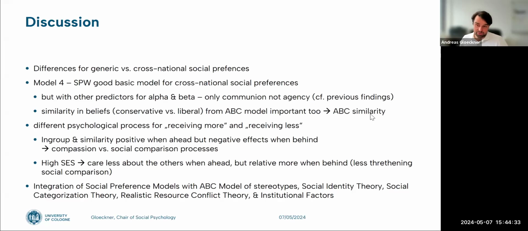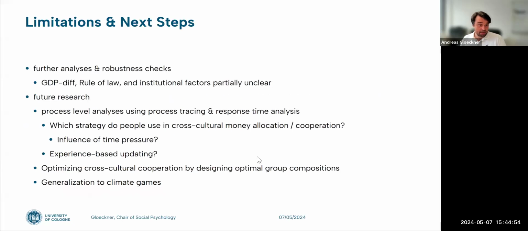Yeah, what we tried to do, and which was quite successful in the end, although the model is quite complicated, is that we were able to integrate social preference models with stereotype models, with social identity theory, with social categorization theory, which made predictions in opposite directions, with realistic resource conflict theory, and even with theories about institutional factors. And yeah, this study also has some limitations.